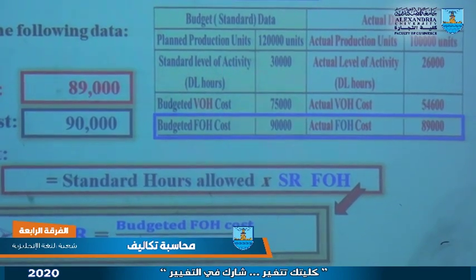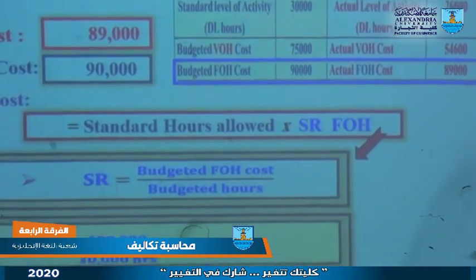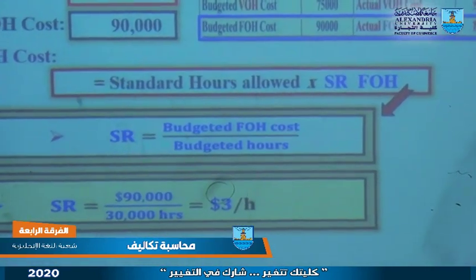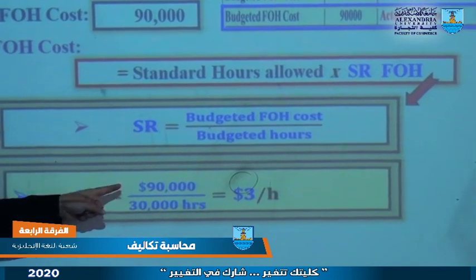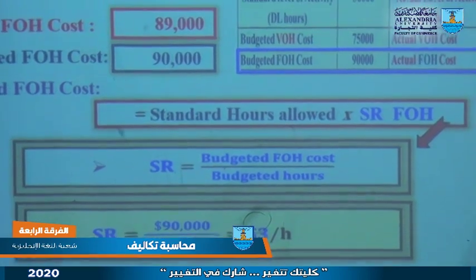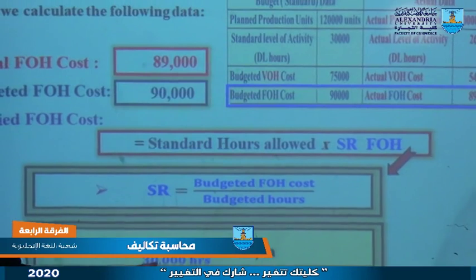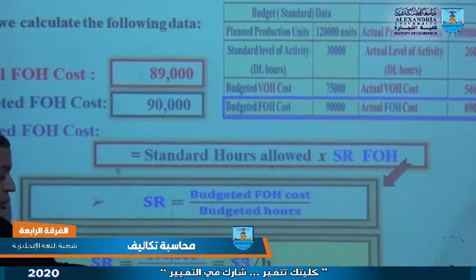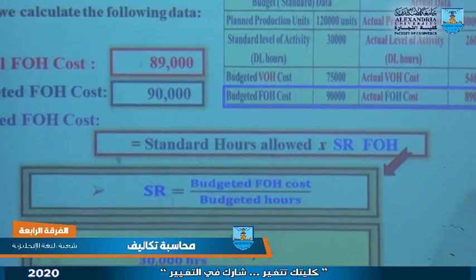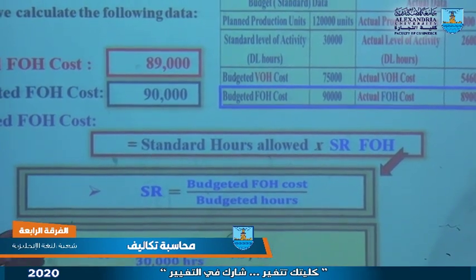So how much is my standard rate? Again, this is my standard rate: budget fixed overhead, which I can get from information number 2 here, divided by 30,000 hours. So here it is 3 per hour. That is how to calculate the standard rate.